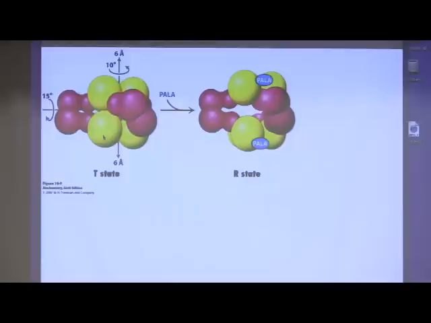However, the enzyme is locked in a different configuration. It has a different form. It was with PALA that we were able to determine that the R state was a different physical form. It has a different physical form than the T state does. We can actually show this by centrifugation, because when we put these two things into a centrifuge, we discover that this one travels at a different rate than this one does.